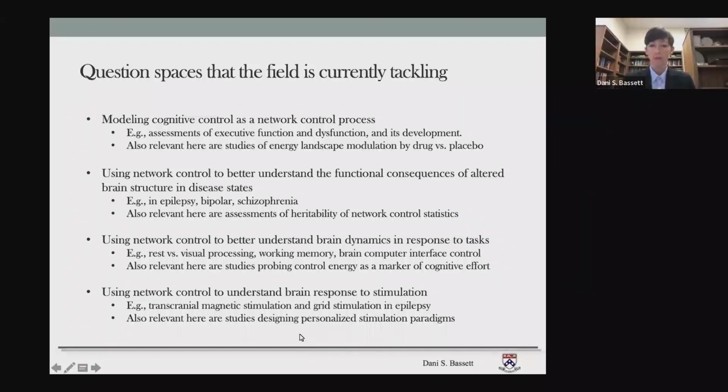So for example, studying the resting state versus visual processing, working memory, or also brain-computer interface control. Also relevant here are studies probing control energy as a marker of cognitive effort.